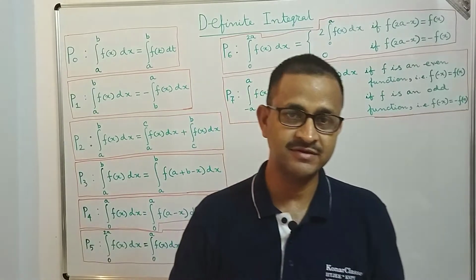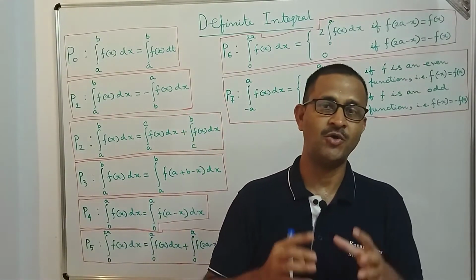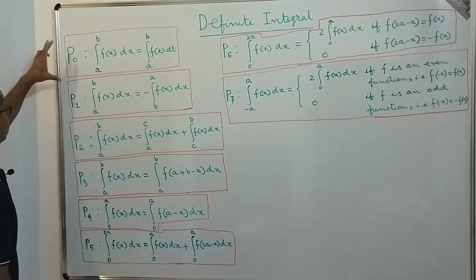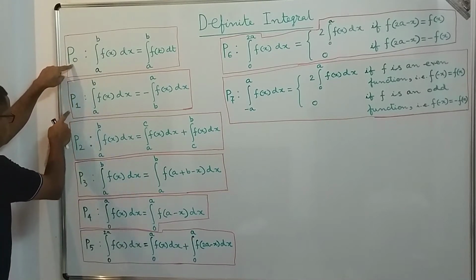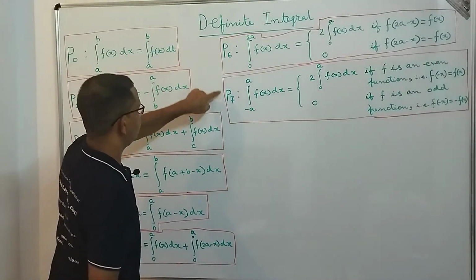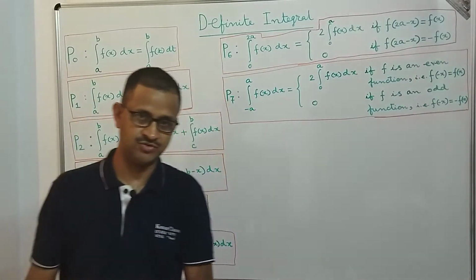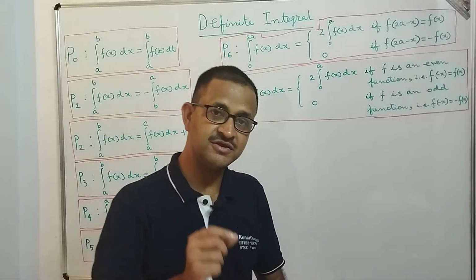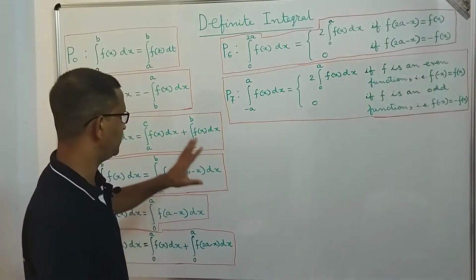Today we are going to discuss the 8 properties, as you see on the whiteboard, of definite integrals. Okay, so let's start. The properties are P0, P1, P2, P3, P4, P5, P6 and P7. So P0 to P7, there are 8 properties and we are going to discuss those. You need to remember this, and what we are going to discuss in this session is how we got these properties, the proof of those properties.